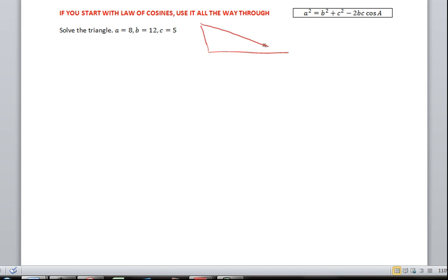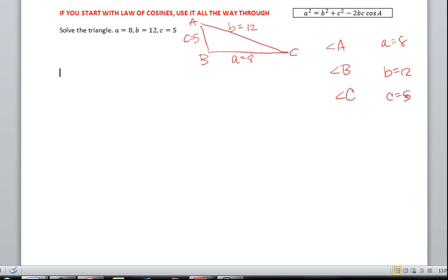Okay, and let's draw it to scale. So side C is the shortest, so C is 5. So not necessarily to scale, but at least in terms of the lengths of the sides, it's kind of obvious what's going on here. So side B is 12, and side A is 8. Okay, so this is a clearly defined triangle, right? So this would be our angle A, this is our angle C, and this is our angle B. So let me label this A, B, and C. And so we know that A is 8, B is 12, and C is 5.